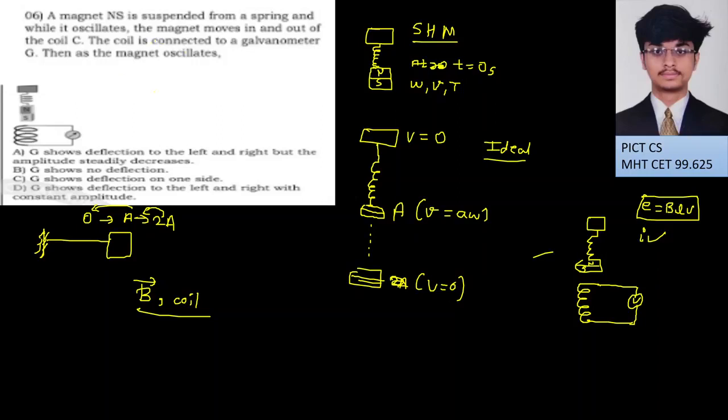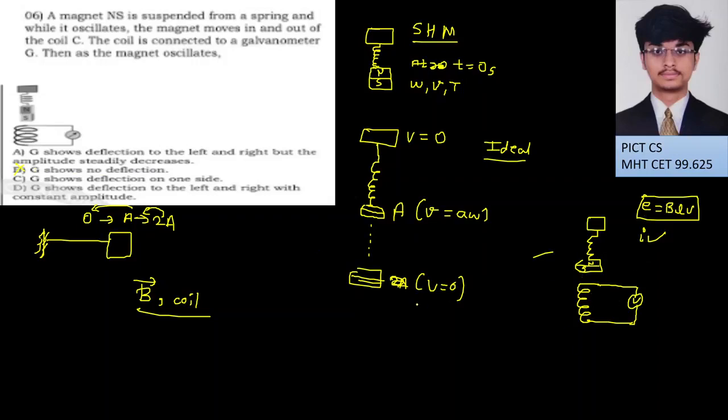Clearly here option A states that the galvanometer will show deflection to left and right, but the amplitude steadily decreases. We have no comment on it yet. But option B can easily be eliminated, which states G shows no deflection. It must show deflection, because EMF is induced, then current will get induced.